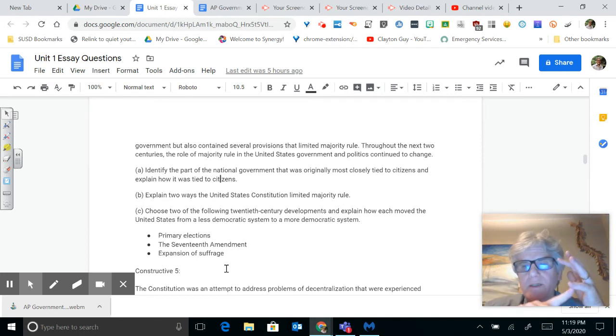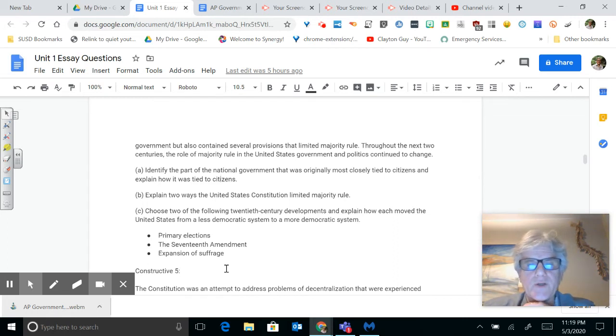So the state legislatures were in charge of electing senators who were there for 6 years. The president, who was the head of the executive, was there. The judicial branch was not elected whatsoever. They were chosen by the president and confirmed by the Senate. The two least tied to citizens limited majority rule, and they were there for life. So it had quite a few ways where it limited majority rule.